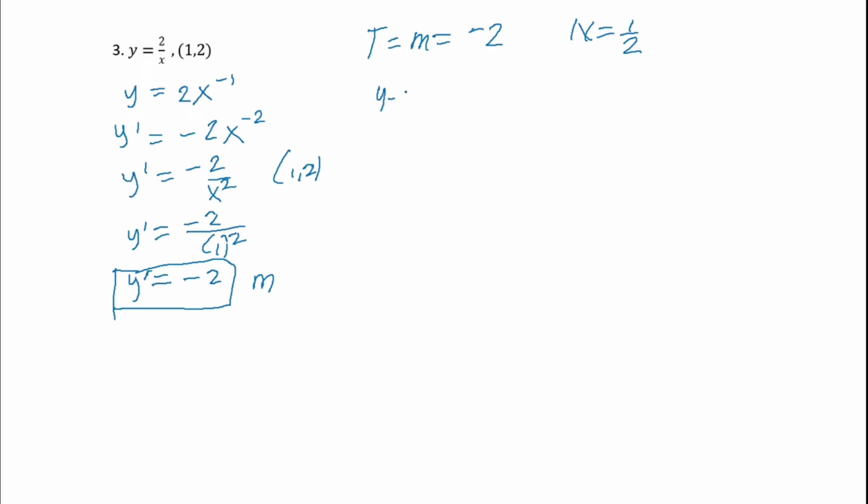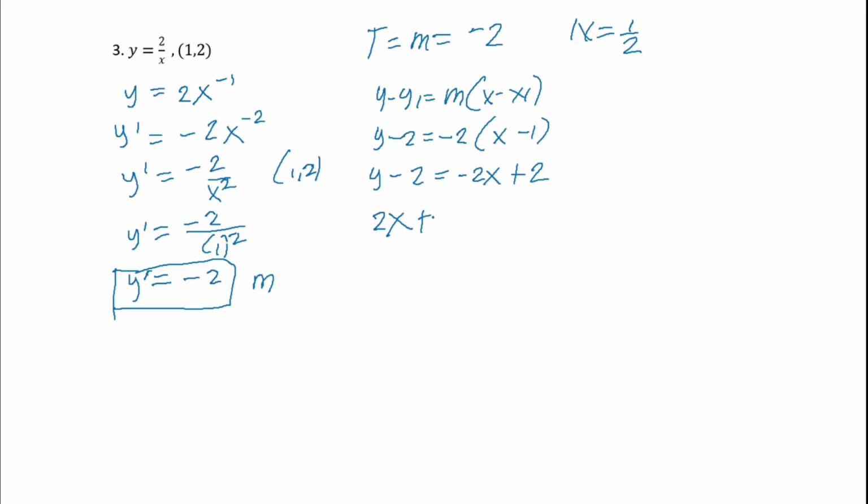So we have y minus y sub 1 is equal to m times x minus x sub 1. In this case, y minus 2 is equal to, the slope is negative 2 times x minus 1. So y minus 2 is equal to negative 2x plus 2. So we have to make this one into general form. So 2x plus y minus 2 minus 2 is equal to 0. So 2x plus y minus 4 is equal to 0. So this is the equation for our tangent.